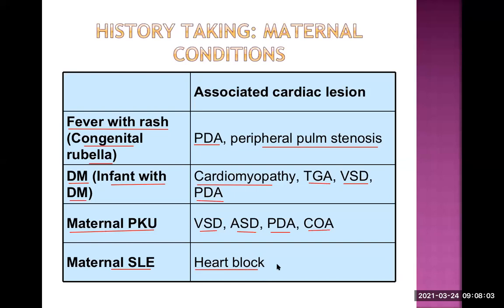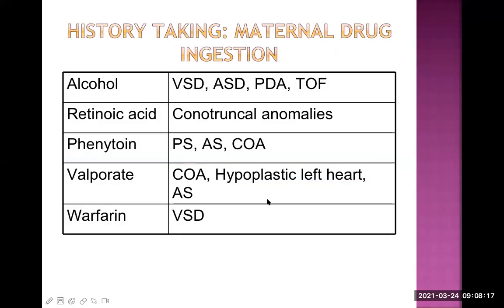And in complete heart block, the heart rate is very, very low, and probably for survival, we need to put a pacemaker there. So these are some of the important examples. Now, if the mother was taking some drugs during pregnancy, like maternal drug ingestion, then these are the effects of those ingested drugs on the baby.